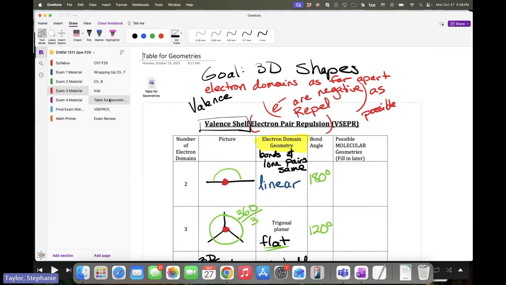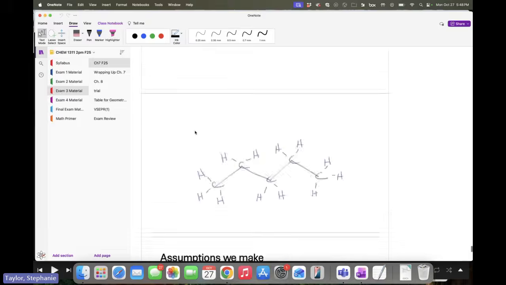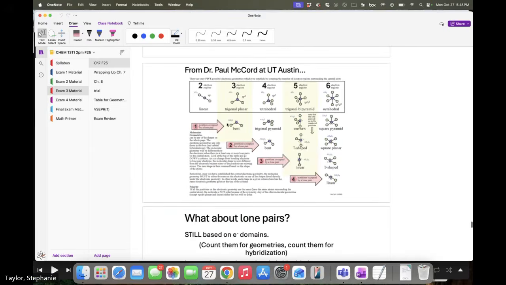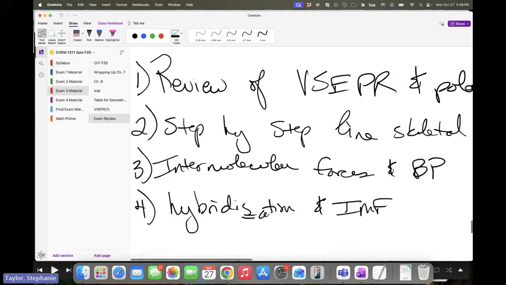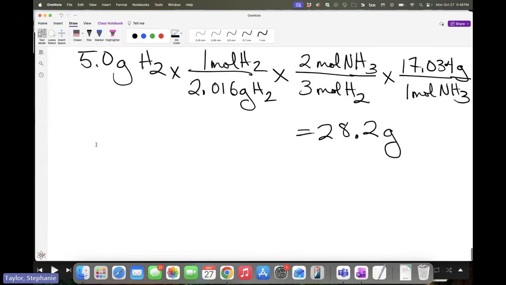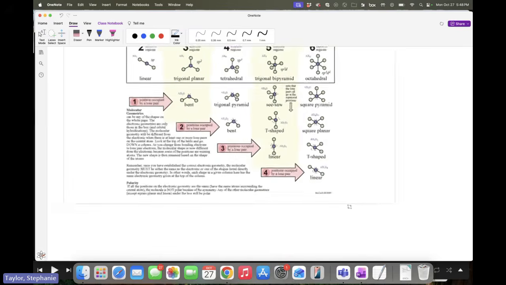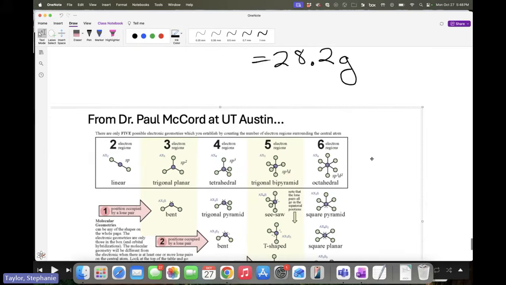where is the table I like so much? That's the table that I made. Where is the table I stuck in my notes? I like this one. I did not make this, which is why it says from Dr. Paul McCord at UT Austin. He's got much better cartooning skills than me. So in general, here is this.